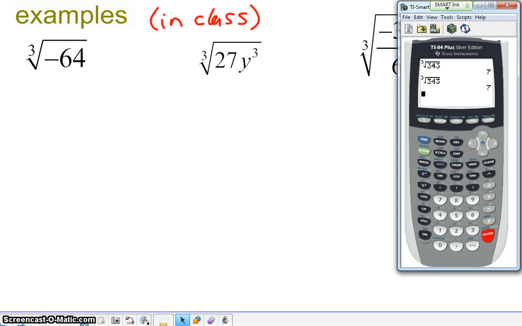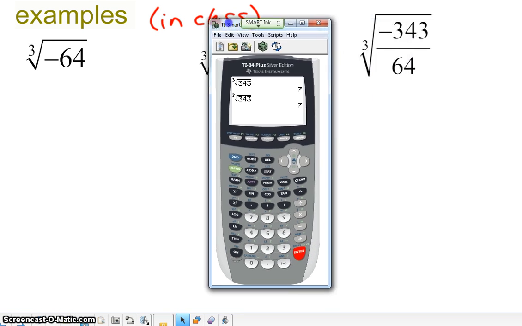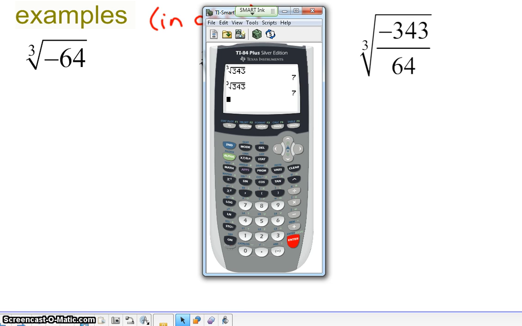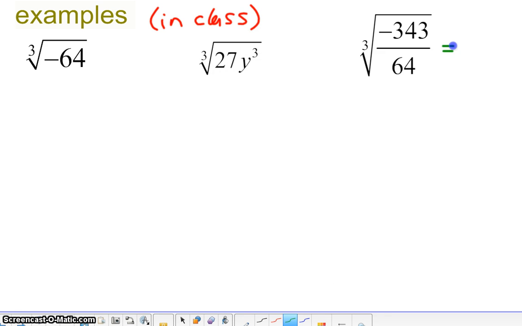Okay, and so you end up with 7, and you also could do a negative as well. So I'm going to put in negative 343, and I get an answer of negative 7. Okay, so if I'm going to answer this, the cube root of negative 343 and the cube root of 64, I would find each one of those. So I already know this is negative 7, and then I'll let you figure out the rest.